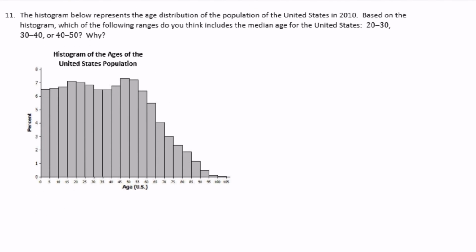All right, number 11, the histogram below represents the age distribution of the population of the United States in 2010. Based on the histogram, which of the following ranges do you think includes the median age for the United States? 20 to 30, 30 to 40, or 40 to 50? So just by looking at it, I'm going to go with the median is maybe somewhere in here. So I would say between 30 and 40.